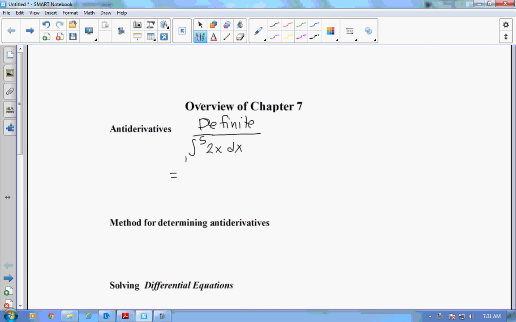So what's the antiderivative? Okay, from 1 to 5. And then we plug in the limits, right? Top minus bottom. 5 squared minus 1 squared. So 25 minus 1 is 24.